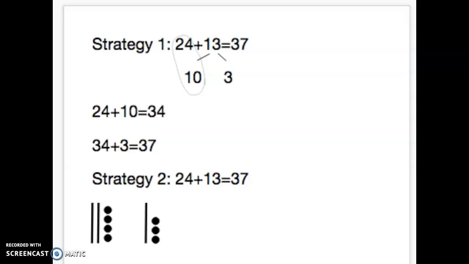With a number bond, this time I broke down the number 13 into 10 and 3. 24 plus 10 equals 34. I had 3 ones left over, so 34 plus 3 gives me a total of 37. Strategy 2, using your quick tens and ones, I drew 2 tens and 4 ones plus 1 ten and 3 ones. That gives me a total of 3 tens and 7 ones to make the number 37.